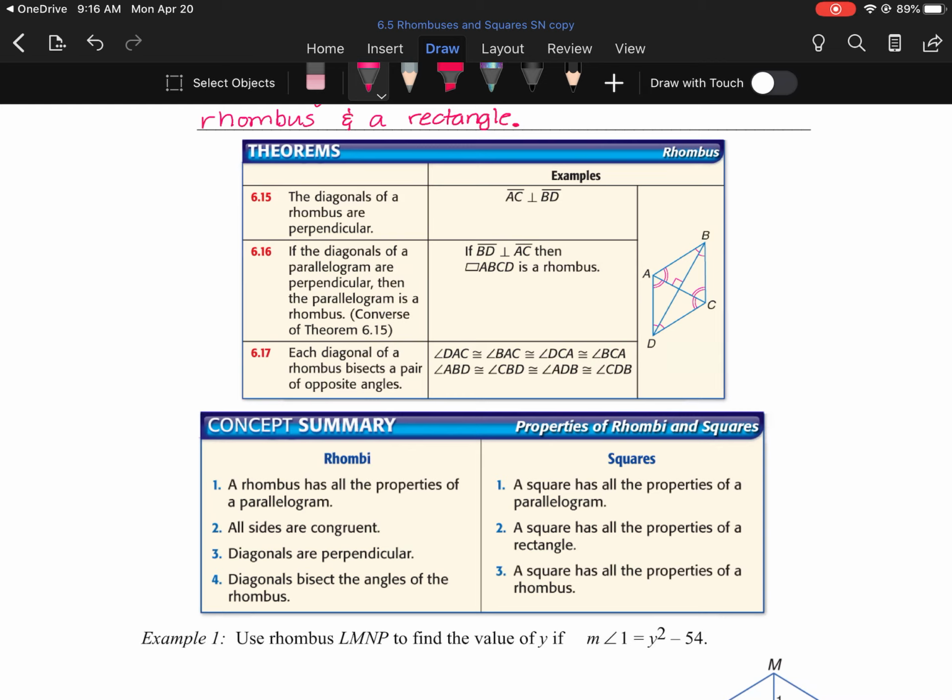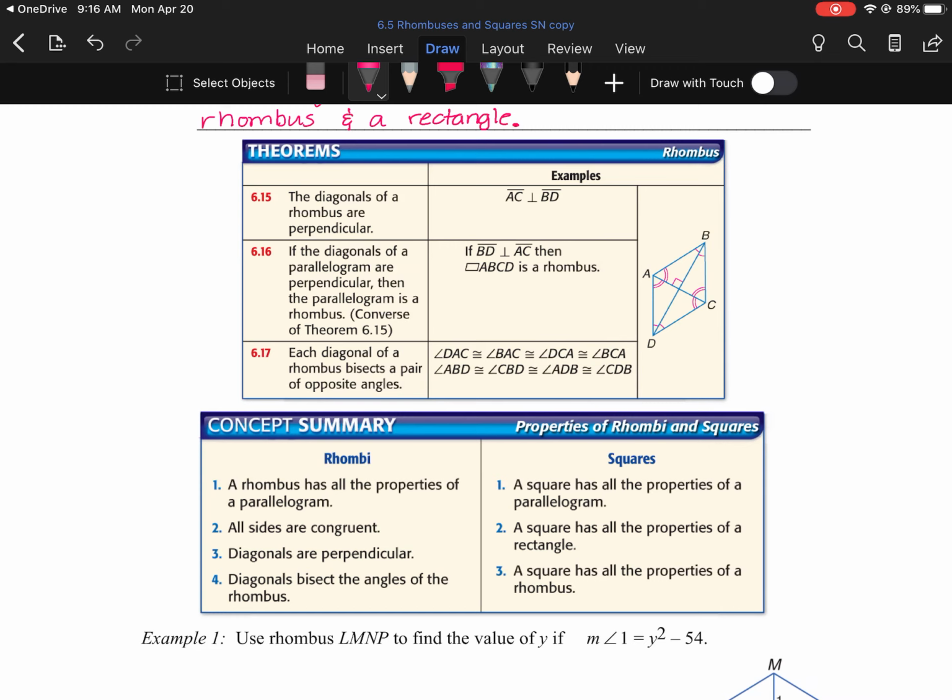So if we can somehow say, oh, these diagonals form 90-degree angles in the middle, well, then we're going to know that it's a rhombus. And the last one says each diagonal of a rhombus bisects a pair of opposite angles. So if you look at angle B, that large angle B, it's split into 2 equal angles, which are congruent to the 2 smaller angles that make up large angle D. And the same goes for angle A and angle C.